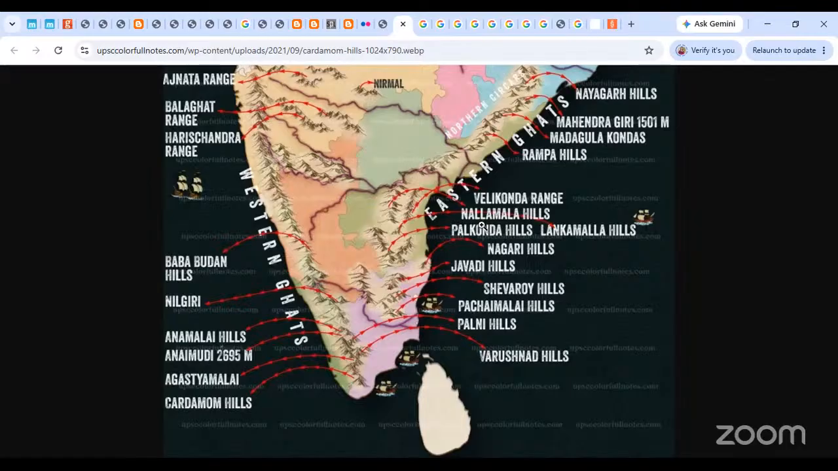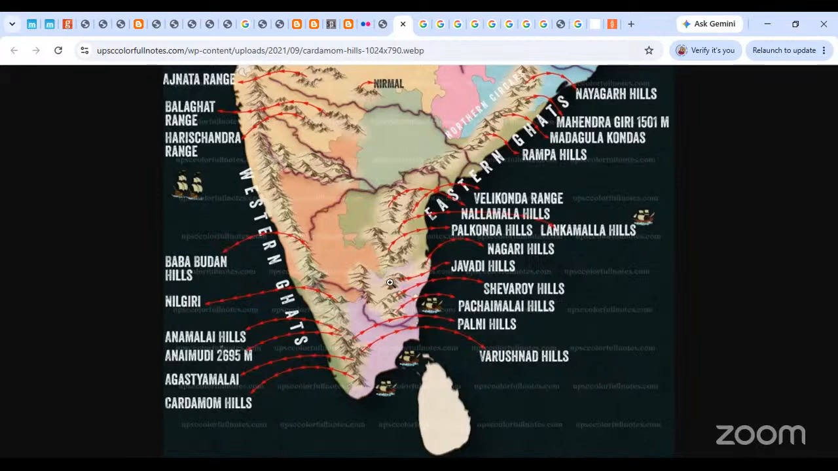The Nalamala Hills also lie between Andhra and Telangana. Can you see the Nalamala Hills here? They will be shared between Andhra and Telangana. The Lankamala Hills belong to Andhra alone. Palakonda Hills will be again Andhra. So Palakonda, Lankamala and Velikonda will lie in Andhra. Look at the Nagari Hills, once again in Andhra.